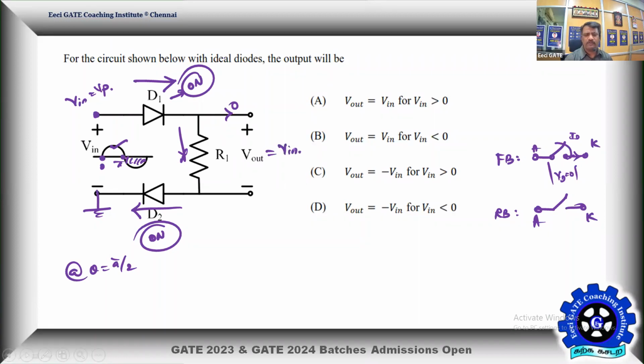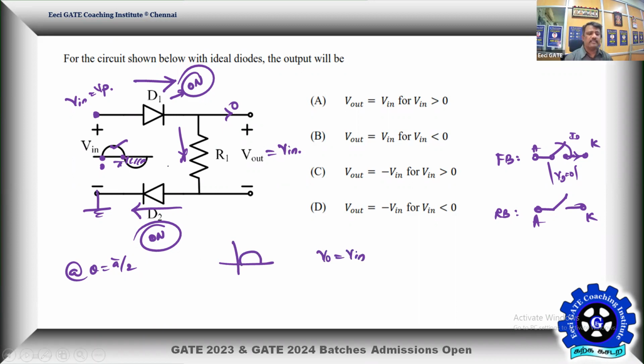V out is equal to V in. The reason is this is a short, this is also a short, so V out will be equal to V in throughout the positive half cycle. So during positive half cycles of V in, V out follows V in. Shortly, I'm writing it this way.